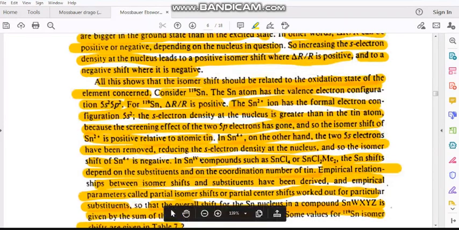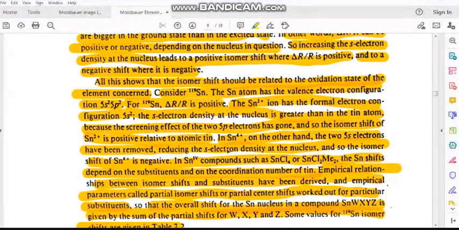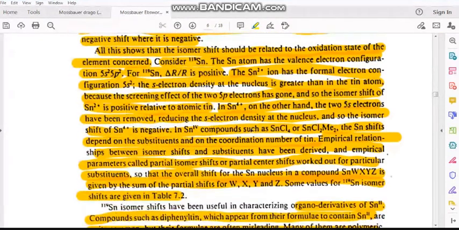For an example, take tin 4 plus compounds such as SnCl4 or SnCl2Me2. The tin shift depends on the substituent again.